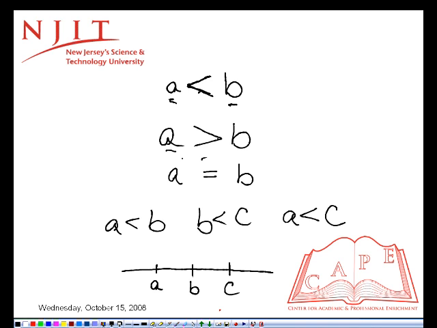Alright? So one more time, the trichotomy property pretty much states that A can be less than B, A can be greater than B, or A can be equal to B, but it cannot be more than one option. And the transitive property pretty much says that if you have numbers on a number line such as this, and if A is less than B and B is less than C, then obviously A has to be less than C.